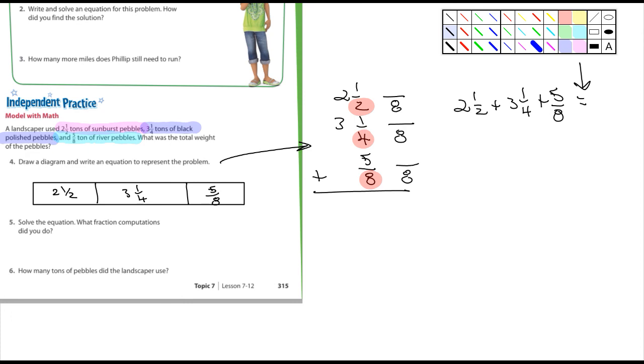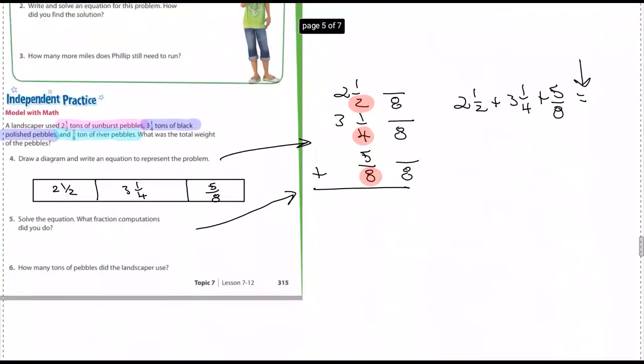Then it says solve the equation for 5. What fraction computations did you do? Well, if you wrote down what I wrote there, you could just point to that. And then finally, number 6, how many tons of pebbles did the landscaper use? Well, that's going to be the total when you actually do the calculations and figure out what the total of all 3 of those fractions are. That'd be the answer to that one.